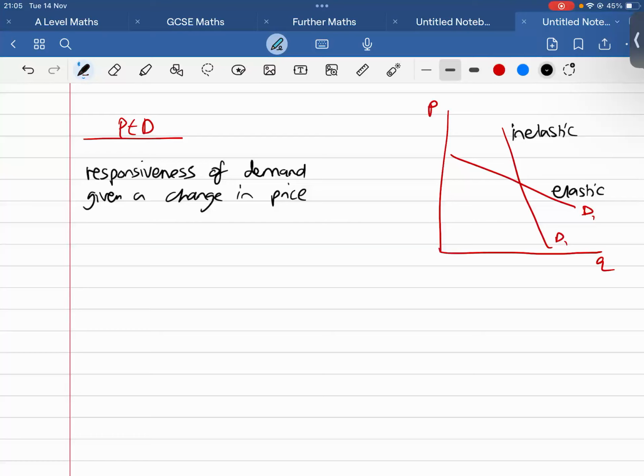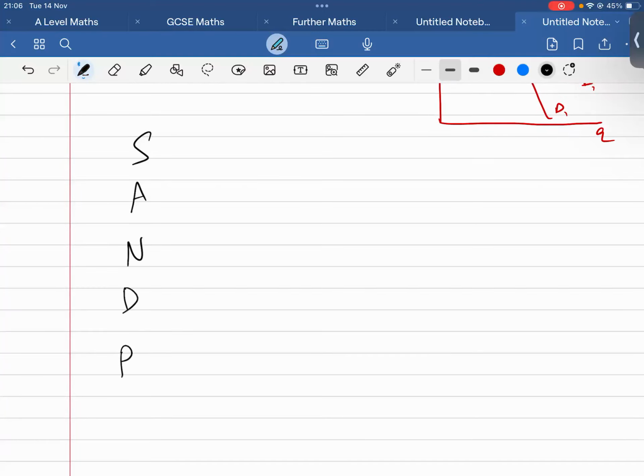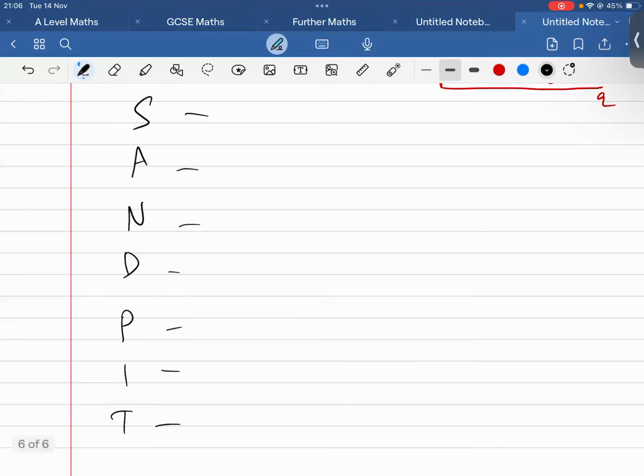Demand always goes down when price goes up. But elasticity is telling us, does it go down by a lot or down by a little bit? That's what we're trying to measure. Cool. So we can remember this with a sand pit. You don't have to remember every single one, but a lot of them are common sense. So remember at least three or four of them.